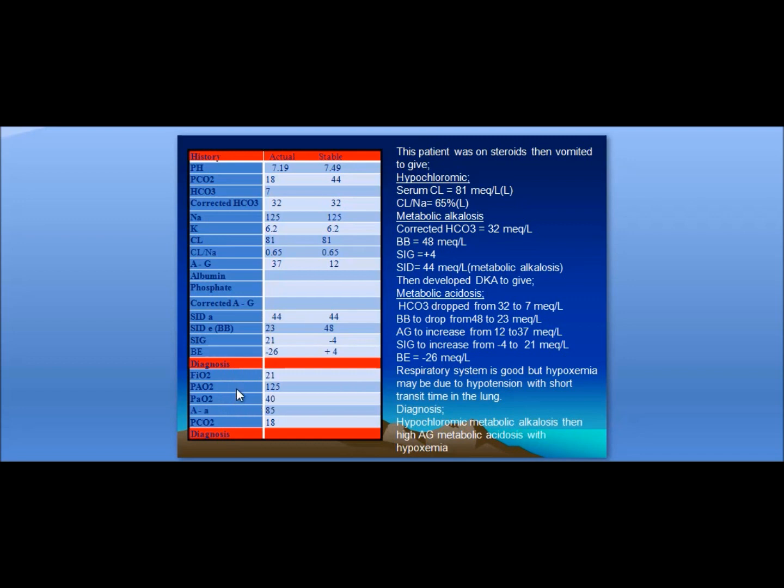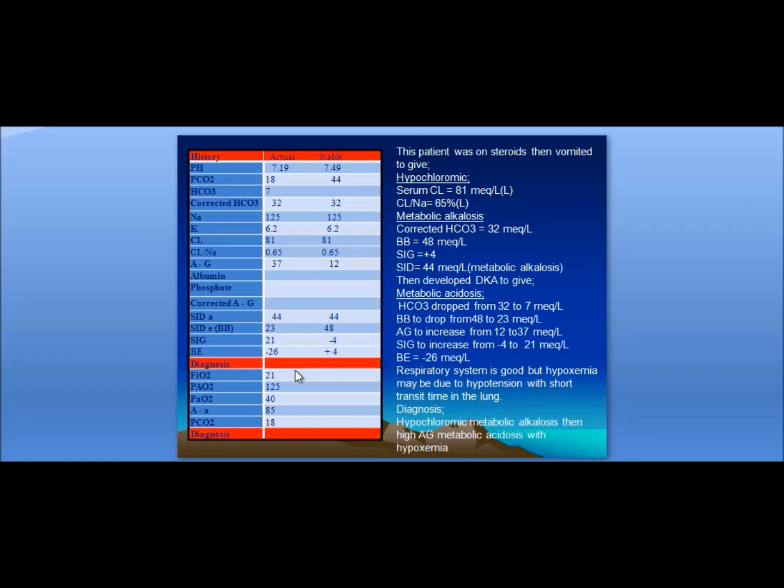What about the oxygenation state? He was on room air. They calculated alveolar pressure of oxygen 125. They measured arterial oxygen 40. Alveolar arterial gradient is high, 85.